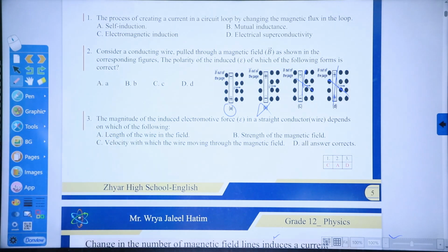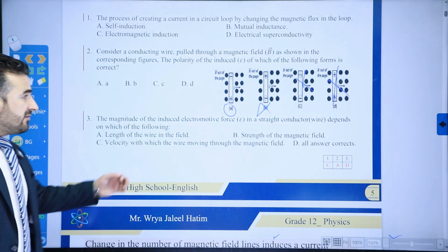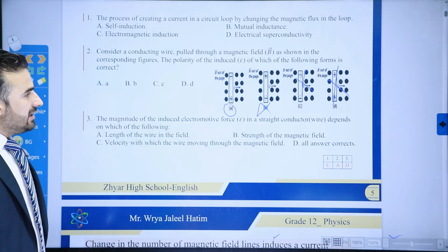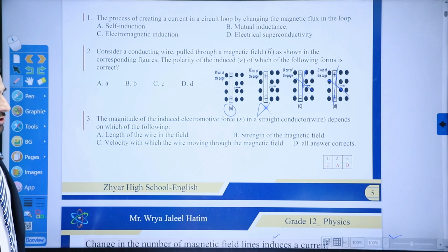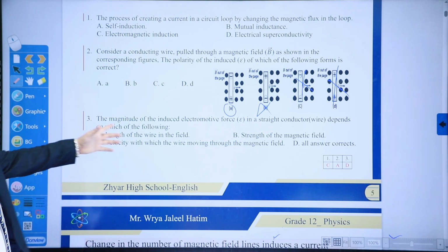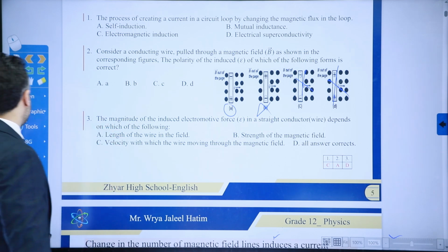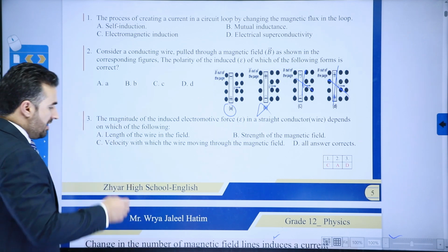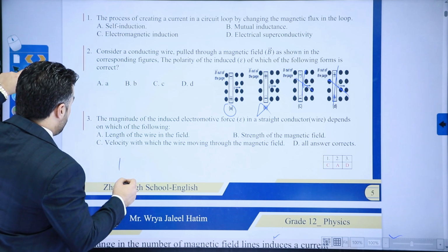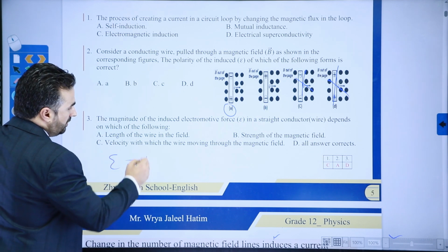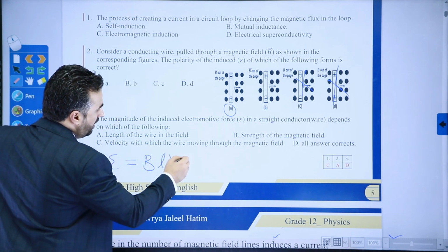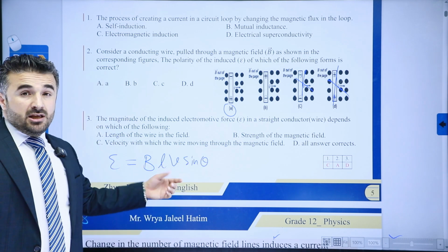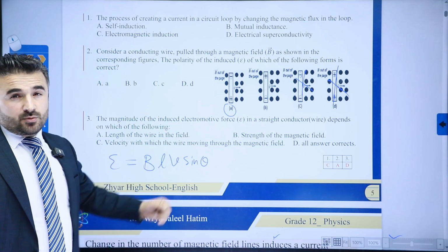Okay, now take a look at this one here. What does it say? The magnitude of the induced electromotive force in a straight conducting wire, let's say a straight conductor, depends on which of the following. In order to do this, before even looking at the options, it is about a conducting wire in a magnetic field. So we said the electromotive force is equal to B, L, V, and of course sine theta. Based on this, you can judge whether an option is right or wrong.